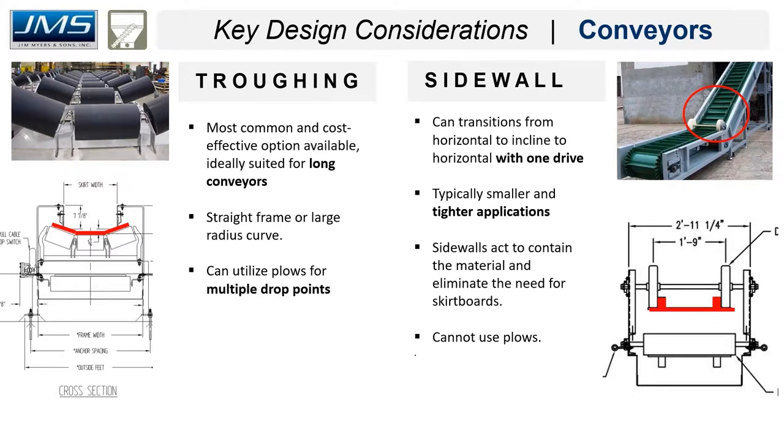The outer belt tangent here is used to hold the belt down at transition from horizontal to incline by hold down wheels or what they call a knuckle situation, but that's not shown here. Sidewall belts can be multiple plane, horizontal, incline to horizontal with one drive. They're usually used in tight layouts and smaller volume applications.